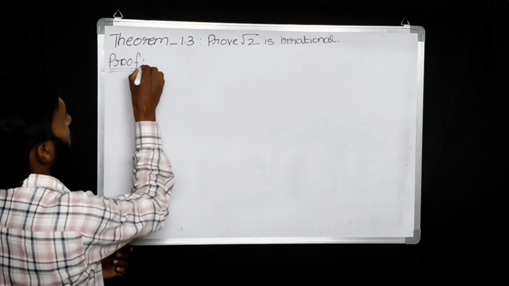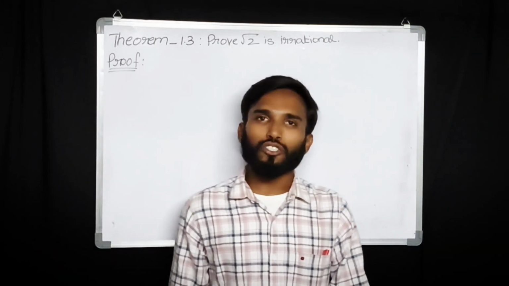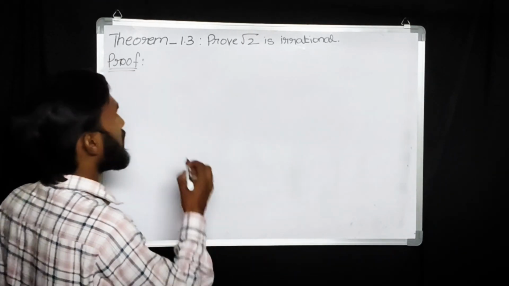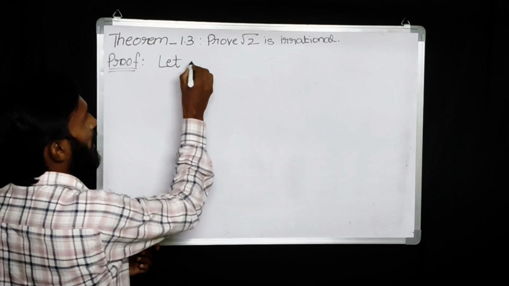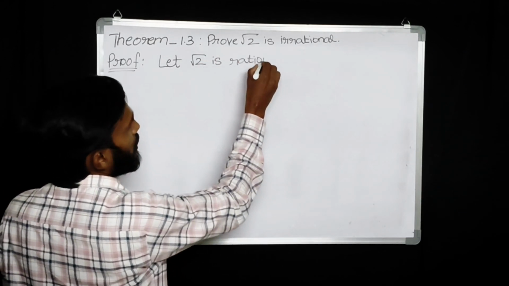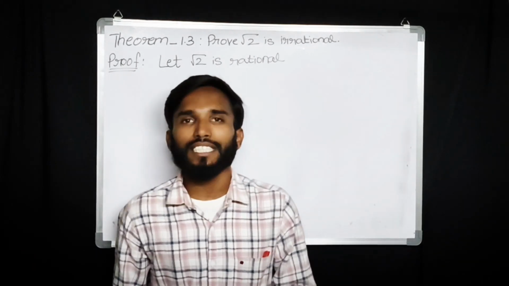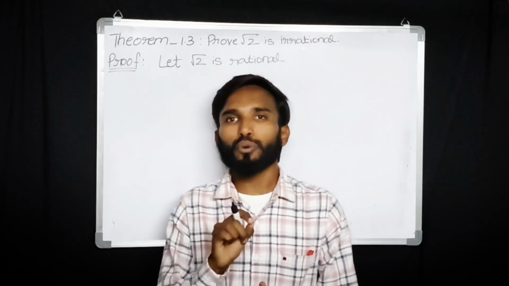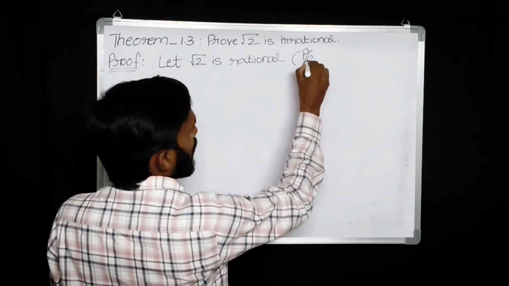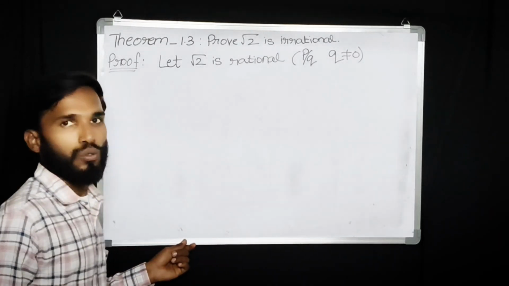First, what is given: they are asking us to prove root 2 is irrational. In mathematics, to prove anything we go against the given statement. So let us take, let root 2 be rational. We know that a rational number is in the form p by q, where q is not equal to 0.